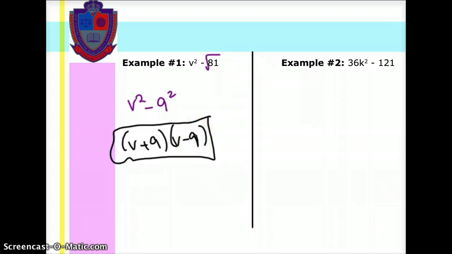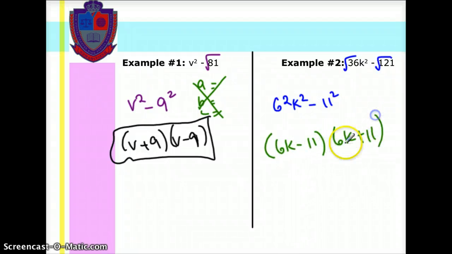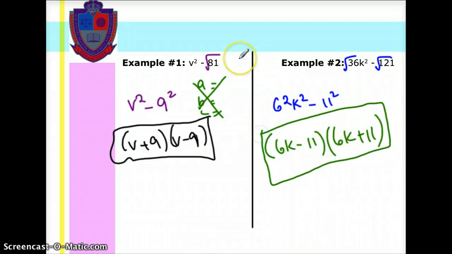I can go ahead and do A equals, B equals, C equals, but it takes so much time. This way is unbelievably easy. Now let's look at example 2. Take the square root of both sides. This becomes 6 squared k squared minus 11 squared. All of this is raised to the second power, so I know it's going to be 6k minus 11 and 6k plus 11. It doesn't matter which one I write first, but I solve both of these in less than a minute.